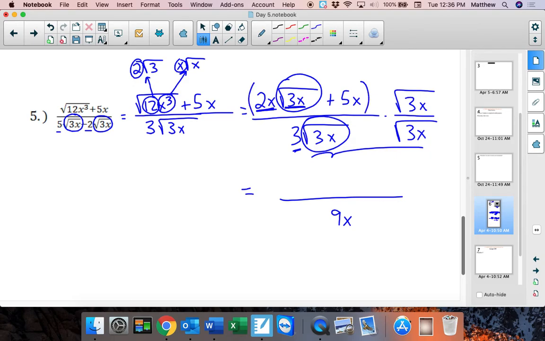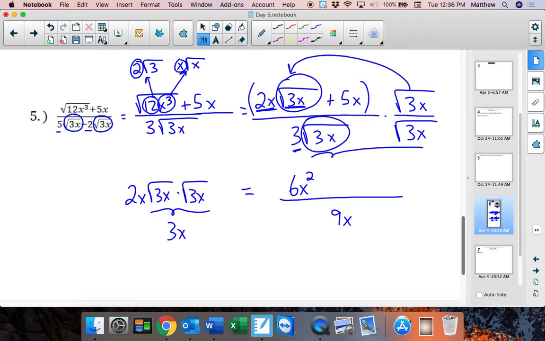In my numerator, root 3x distributed here, well, the root 3x times the root 3x is 3x, times 2x gives me 6x squared. So again, I'll do it off to the side. I'm taking 2x times root 3x times root 3x. Well, this is just 3x. So 2x times 3x gives me that, 6x squared. Then I go back here and distribute it to this. Well, now I've got an inside and an outside. So plus 5x root 3x. And that is my final answer.